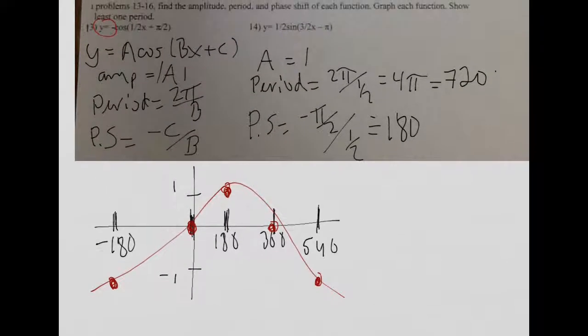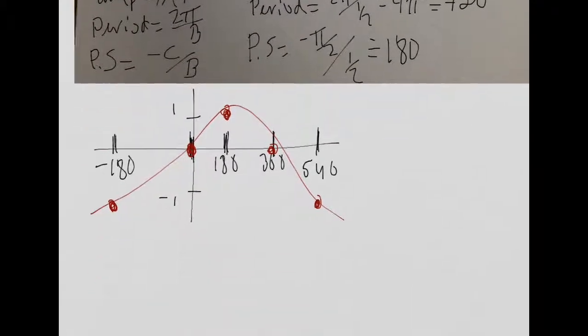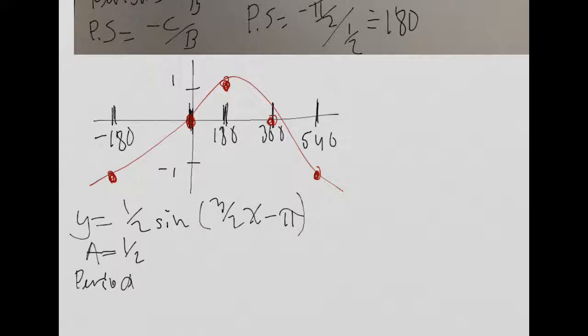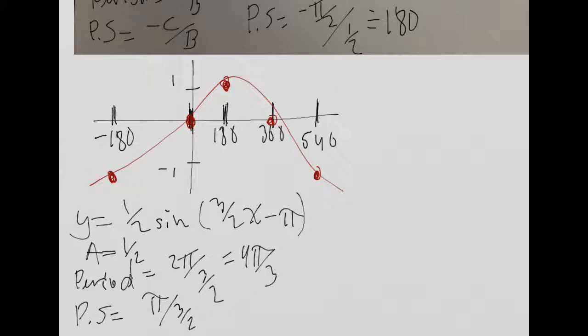Okay, 14. Y equals 1/2 sine 3/2 x minus pi. Okay, doing the same thing again. Amplitude is a half. Your period, 2 pi divided by 3/2, so that makes that 4 pi over 3. And the phase shift is negative c, so negative of a negative, so it's positive pi over 3/2, which is 2 pi over 3. So let's change those all to degrees.